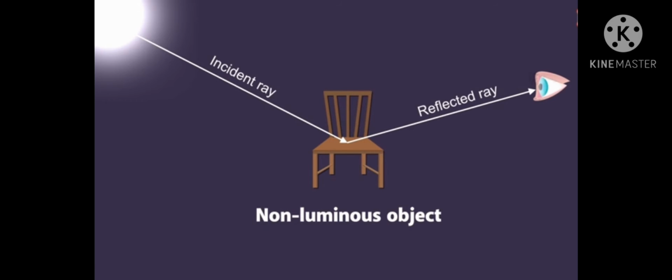Dear students, let us see this picture. Here there is a chair. A light is incident from the sun. The light is incident on the chair and it bounces back. That means it is reflected. The light is reflected from the chair. After reflection, the reflected ray reaches our eye. Then only we can see. So we can say that because of reflection only we can see the objects, or we can see the non-luminous objects through our eyes.